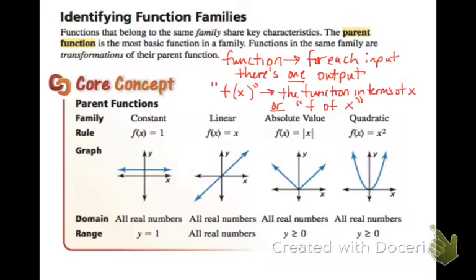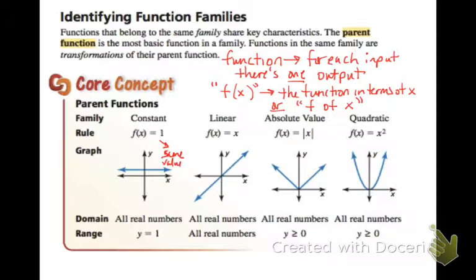Now I want you to look at the picture of each of those basic functions. With a constant function, we just use the basic number of 1. But notice that the output is just the same value there. And when graphed, it's a horizontal line, because all the y's, or the outputs, stay on the same value.